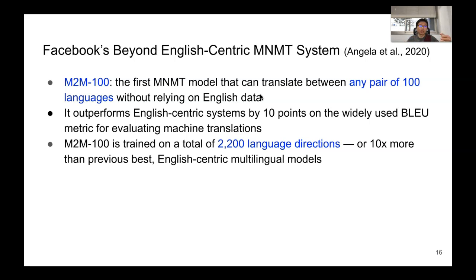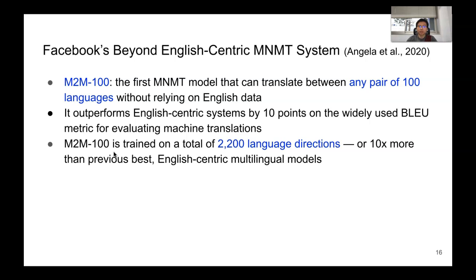Before that, Google's multilingual systems were still centered on English. Now, Facebook's system can translate between language pairs without relying on English data. And they further show that their system, the M2M100, can outperform English-centric systems by 10 BLEU points, as evaluated by BLEU. And this is really a lot of training. You see, the M2M100 system is trained on a total of 2,200 language directions.